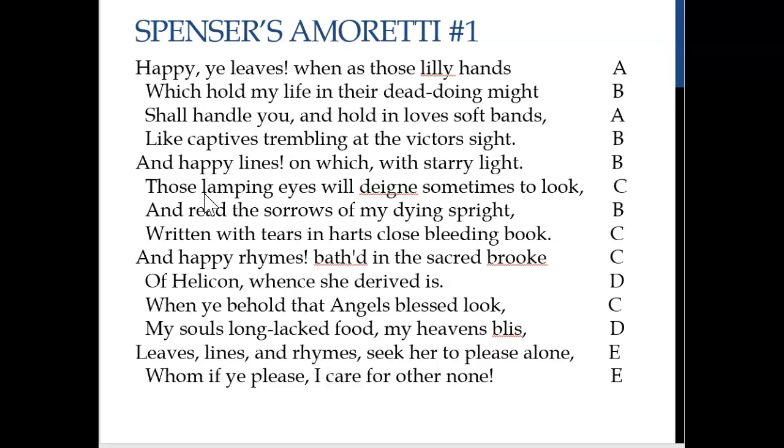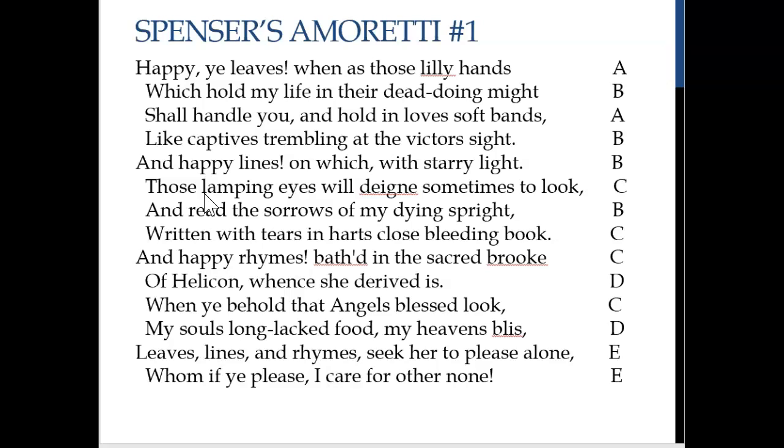And then the next quatrain develops a second conceit, and happy lines. "These are the lines of the poems, on which, with starry light, those lamping eyes will deign sometimes to look and read the sorrows of my dying sprite, written with tears in heart's close bleeding book." Maybe overdoing it there, but again, the conceit here is that the lines of the poem are fortunate because she might sometimes deign to give them a glance, which is certainly what the poet desires from his beloved.